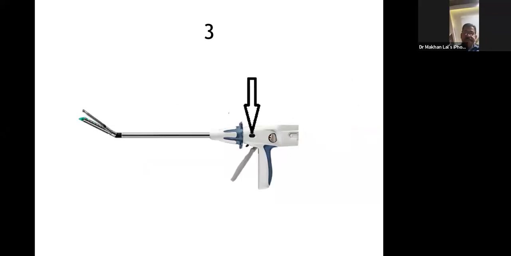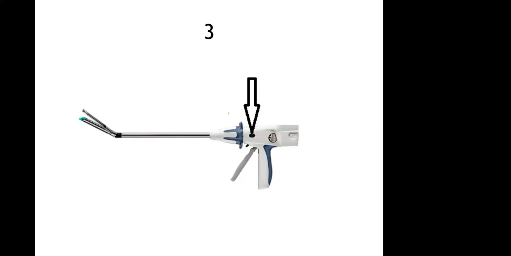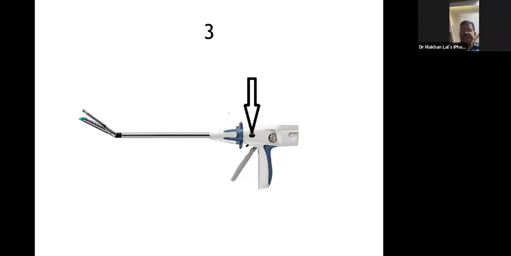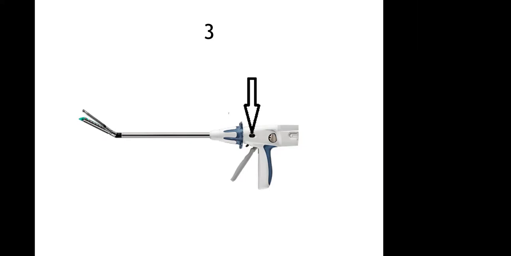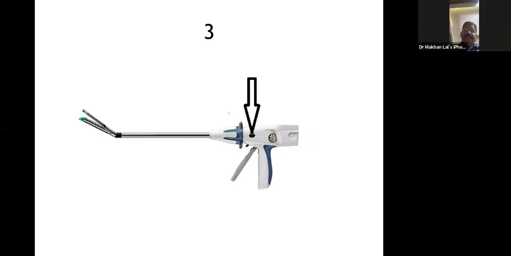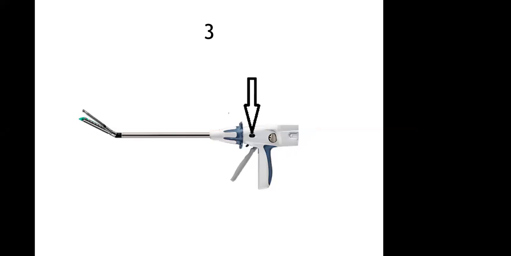Sir, this is an endostapler. Endo GIA, GIA stapler. Not a clip applicator. What sir meant is, along with stapling, it also cuts. So it is basically an anastomotic device. It is called the endoscopic GIA stapler and cutter. Okay.